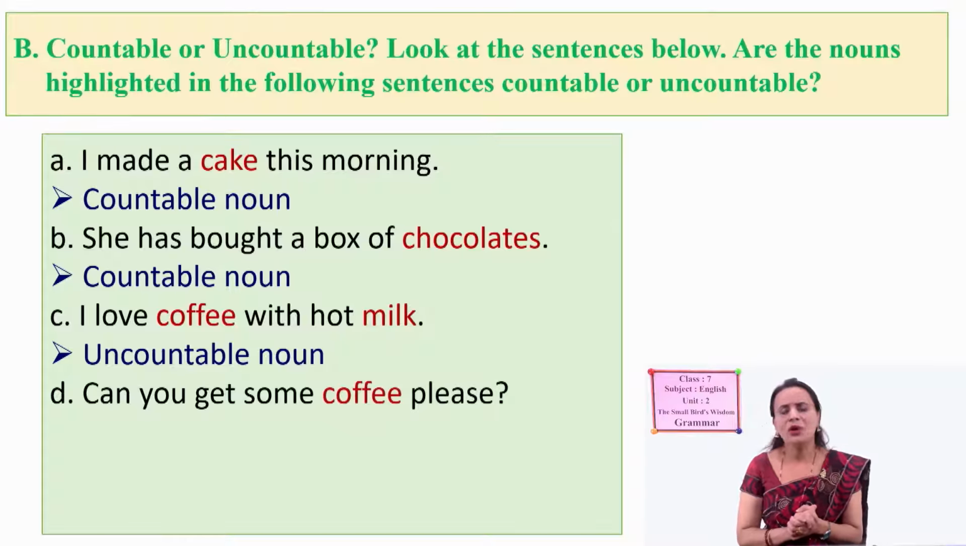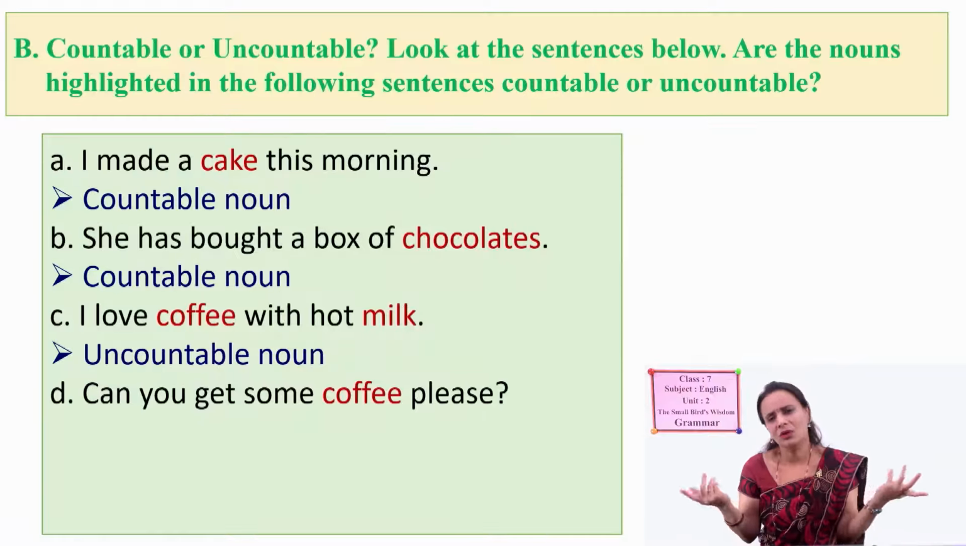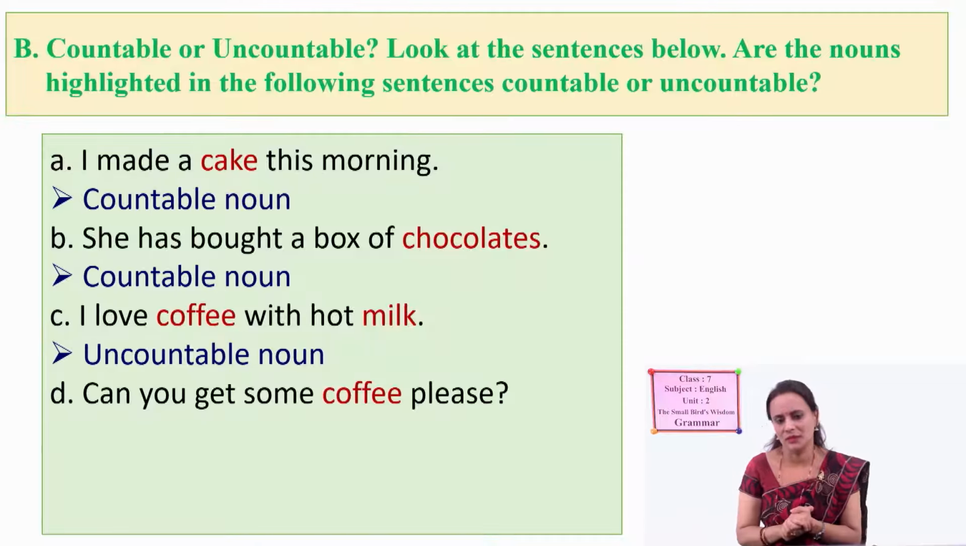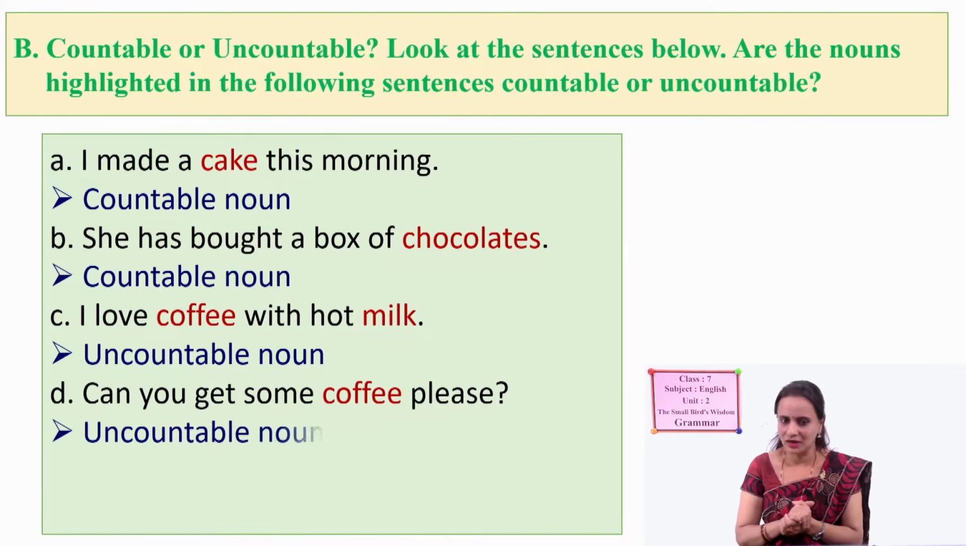Now, number D. Can you get some coffee, please? Again, coffee is there. Can you get some coffee, please? We don't know one coffee, two coffee. We don't know about that. So it is also an uncountable noun.